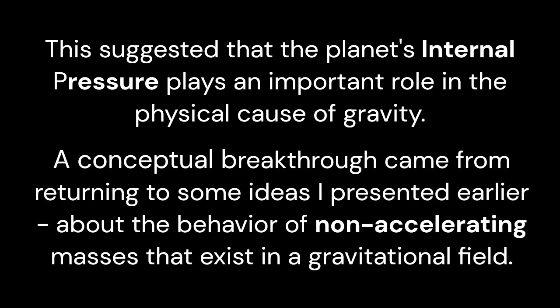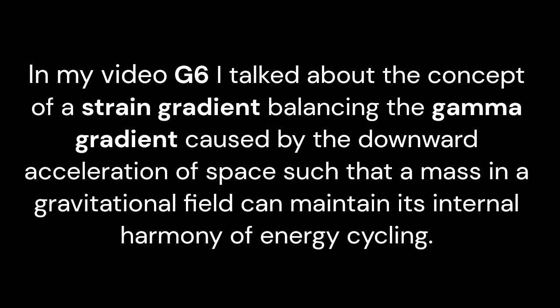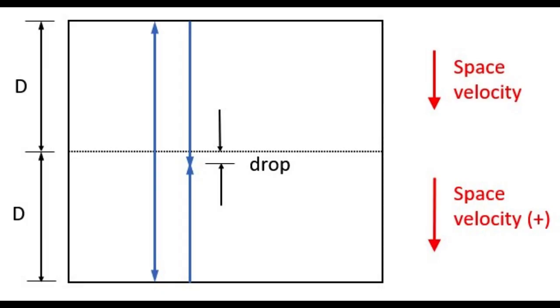Now, the conceptual breakthrough which I'm going to present here came from returning to some ideas I presented earlier about the behavior of non-accelerating masses that exist in a gravitational field. In my video G6, I talked about the concept of a strain gradient balancing the gamma gradient, which is caused by the downward acceleration of space, such that a mass in a gravitational field can maintain its internal harmony of energy cycling. The basic idea is that energy cycles harmoniously inside every particle of mass.